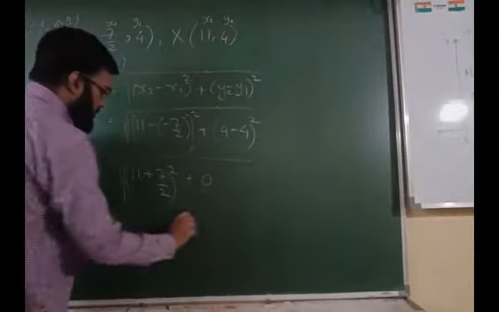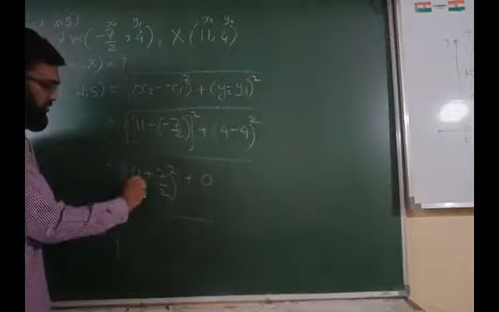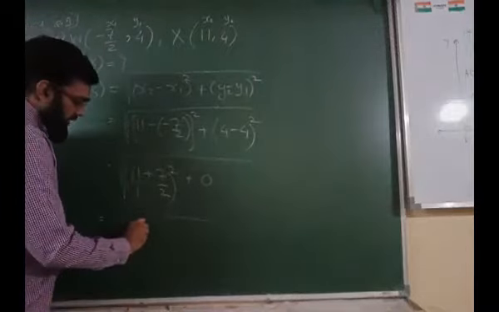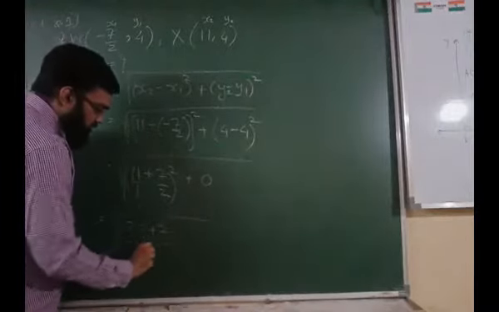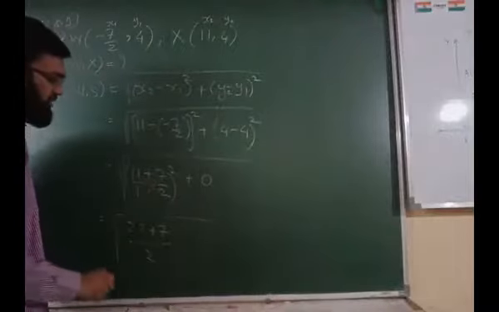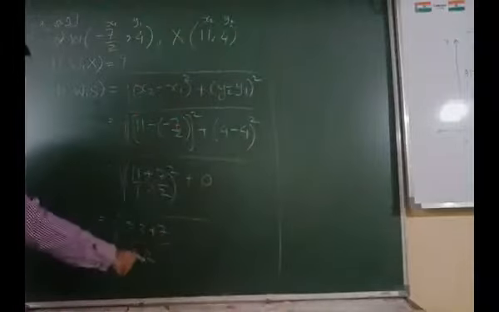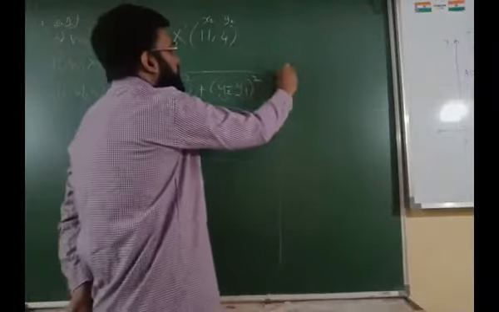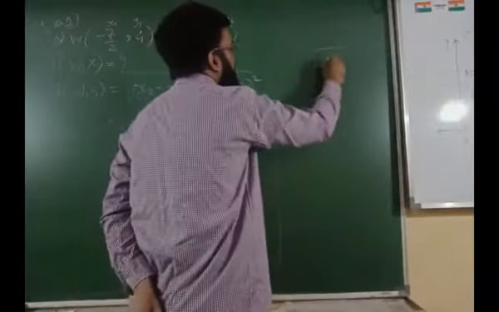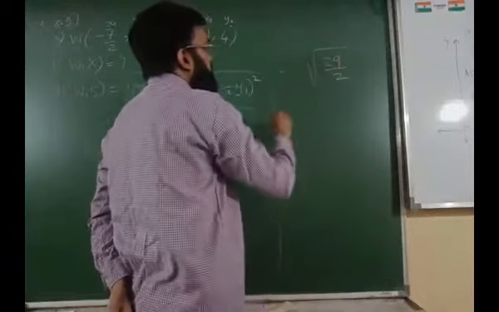Again here we have 11 2s are 22 plus 7. So 22 plus 7 upon 2. I hope you know this cross multiplication, right? So this is 22 plus 7, 29. So 29 upon 2. So that is square root of 29 upon 2, right?